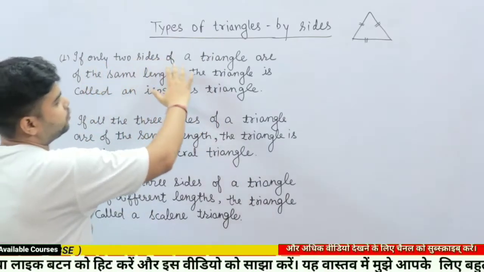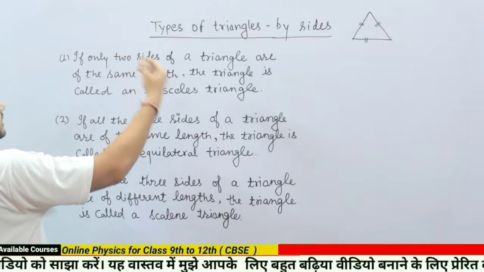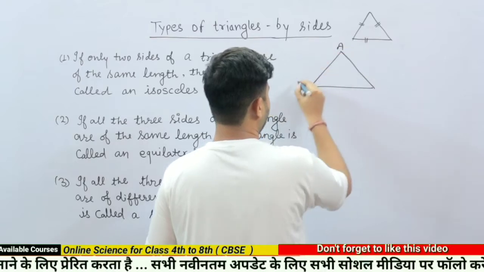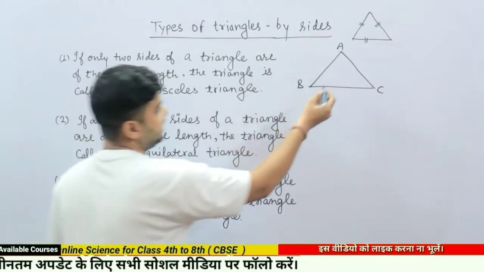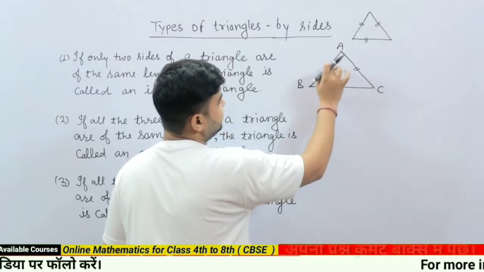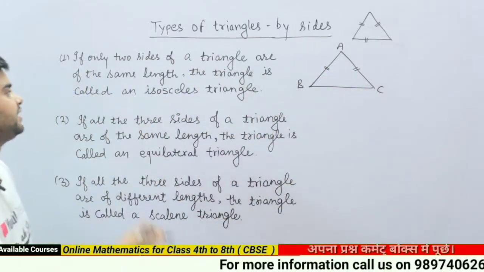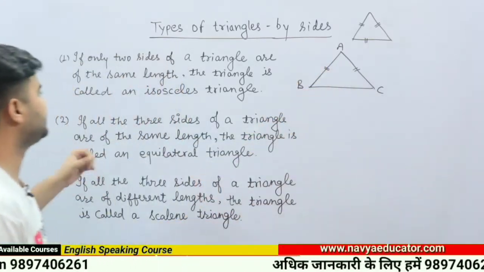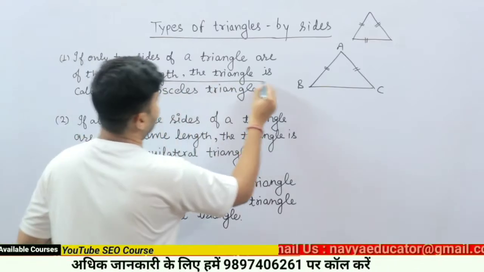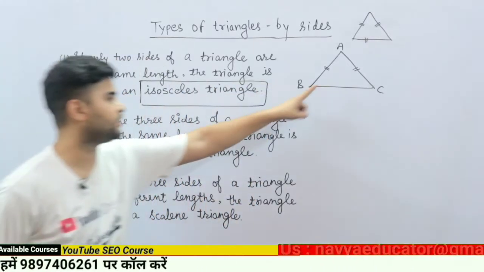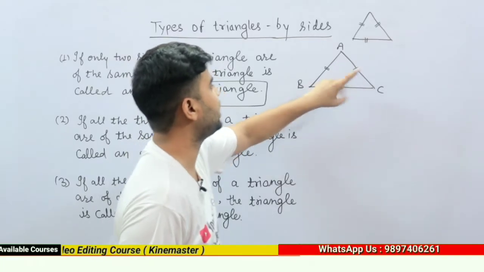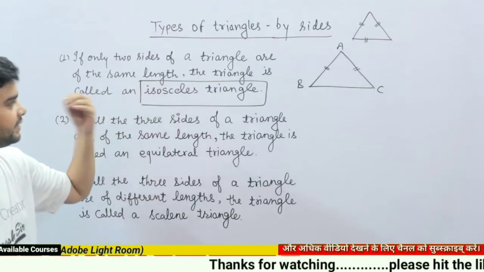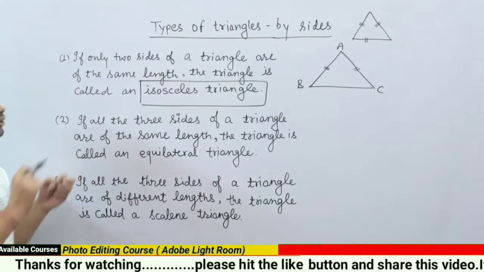If only two sides of a triangle are of the same length, so here is a triangle, okay, ABC is a triangle. In this triangle, this side and this side have the same length, so these lines are equal. It means this is an isosceles triangle. Why? Because it has two sides of the same length. If only two sides of a triangle are of the same length, the triangle is called an isosceles triangle.